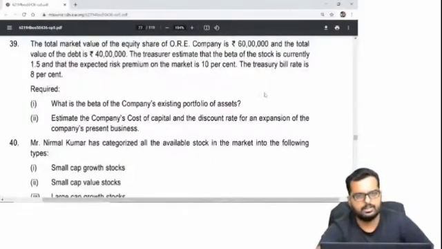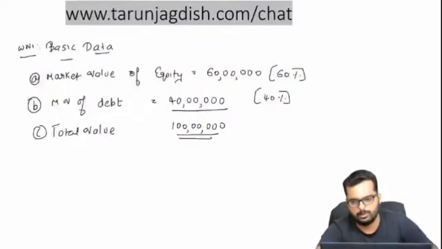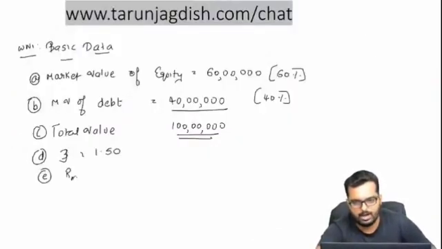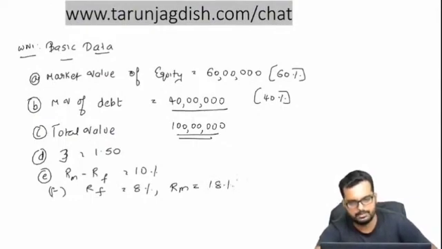Am I right? Treasurer estimates the beta of the stock is 1.5. Next point will be beta. 1.5 is the beta, and the risk premium on the market is 10%. So RM minus RF is turning out to be 10%. RF is 8%. So if RF is 8%, can I not say RM will turn out to be 18%? Can you write down the basic data in your books first?